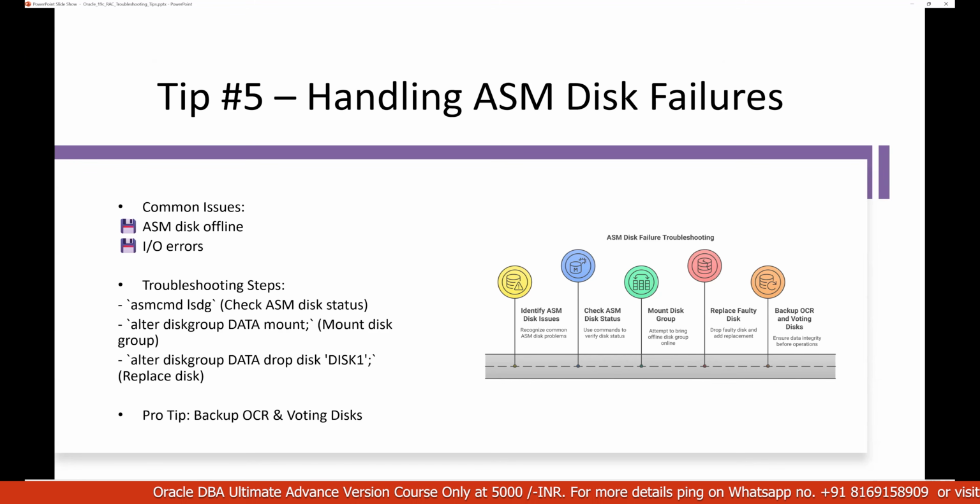And sometimes we should always ensure the integrity before any operation. So if you are making any major changes with respect to RAC database, you should always take the backup of OCR and voting disk, which are your very critical cluster registry files and voting disk files that maintain the membership information of RAC database. So those two important files should always be backed up before we do any changes.